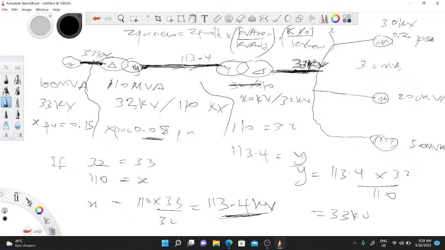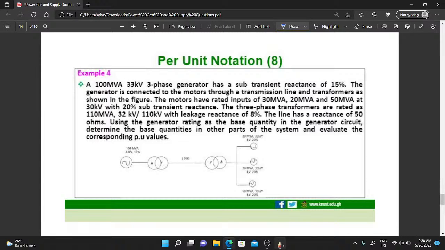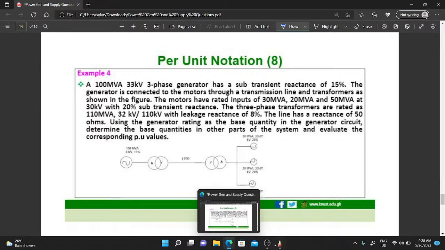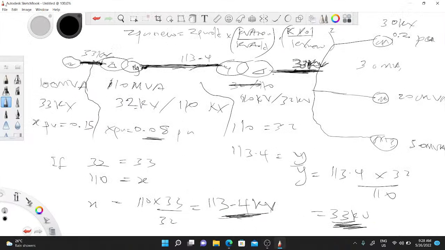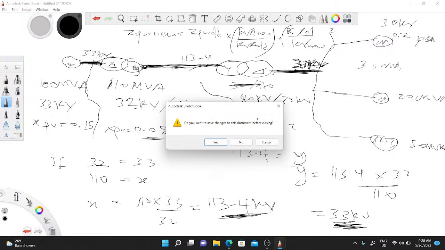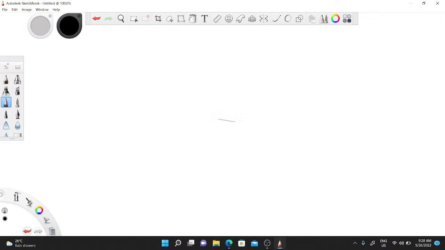So these are the new base values in the other part of the circuit, this and this. Now we can move on and answer the question. Now I'm supposed to find the corresponding per unit values at the new base.